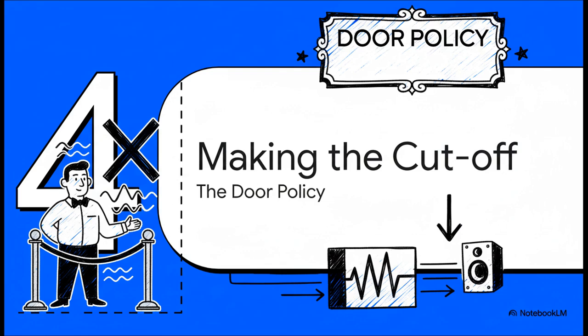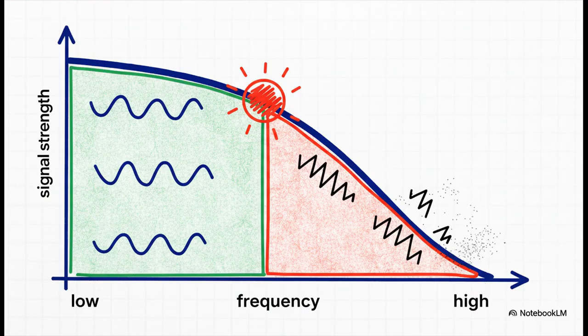Low frequencies pass, high frequencies get blocked. But where exactly is that line? I mean, every good bouncer has to have a clear official door policy, right? This graph here shows that policy perfectly. It's what we call a frequency response curve. On the left, you've got the pass zone, where all the low-frequency signals are cruising right on through. And on the right, you've got the stop zone, where the high-frequency signals get blocked.